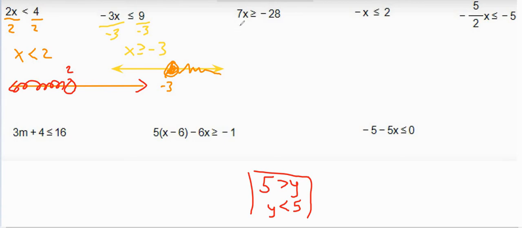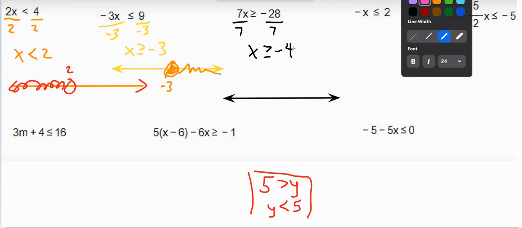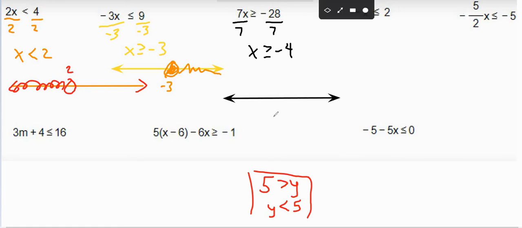The next one is 7x is greater than or equal to negative 28, where we're going to divide both sides by 7. But in this one, we are not going to flip the inequality because the negative was not on the same side of the letter when we multiplied or divided. So we make our quick number line. We're going to close it in at negative 4. And then we're going to color it the same way the arrow's pointing, and I say that because the letter's on the left side.